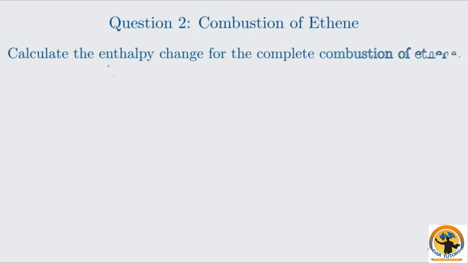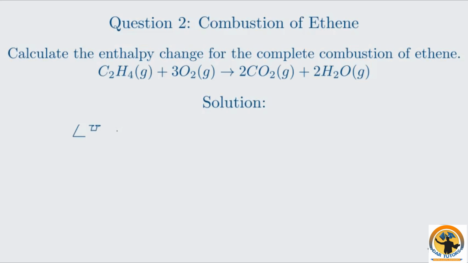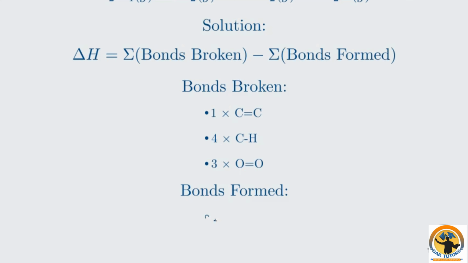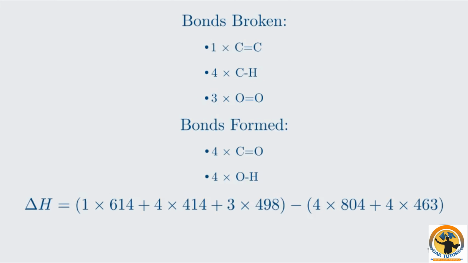For question 2, let's look at the combustion of ethene. In the reactants, we break one C-C bond, four C-H bonds, and three O=O bonds. In the products, we form four C=O bonds and four O-H bonds. We can then substitute the values.